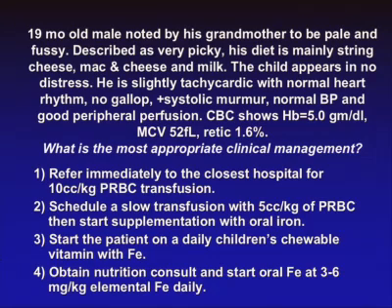Child appears in no distress. He's a bit tachycardic, normal heart rhythm, no gallop, a teeny bit of a murmur, good blood pressure, good perfusion. On his CBC, he's got a hemoglobin of 5, MCV 52, and a retic count of 1.6%. What would you say is the most appropriate clinical management for this toddler?